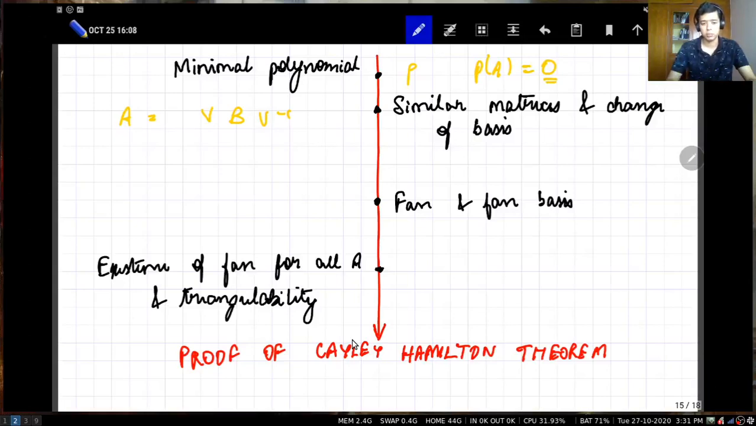In this particular lecture video, I'll show that for every n by n matrix, there exists a fan, and therefore every square matrix A is similar to a triangular matrix. And once we have this, we'll see a proof of the Cayley Hamilton theorem in terms of triangular matrices.